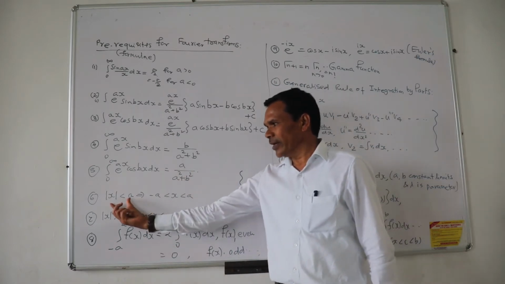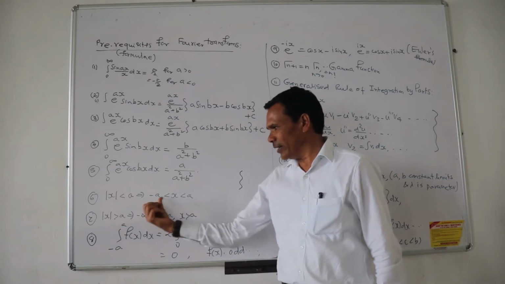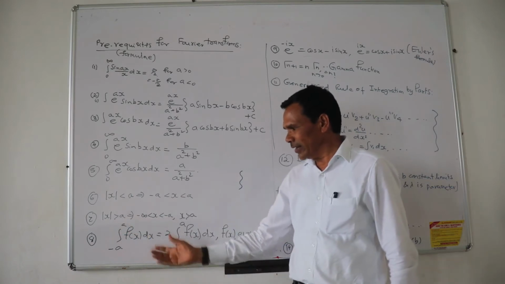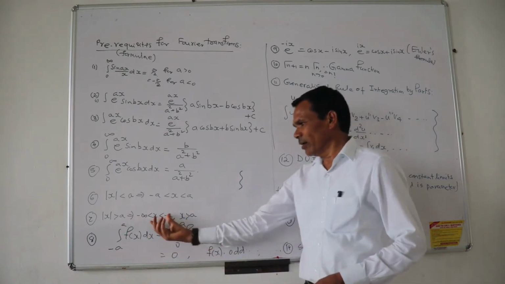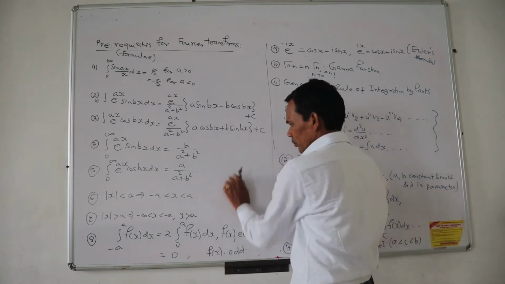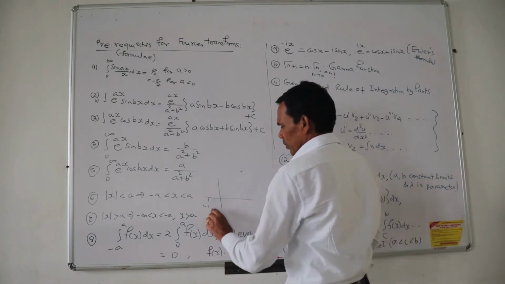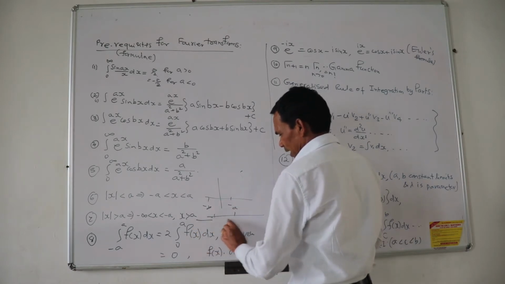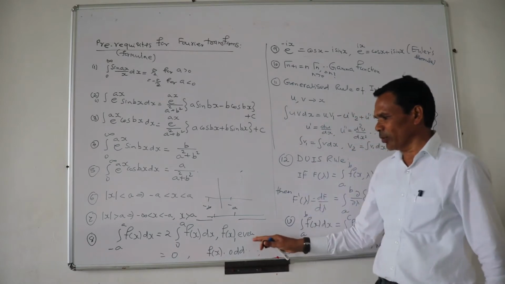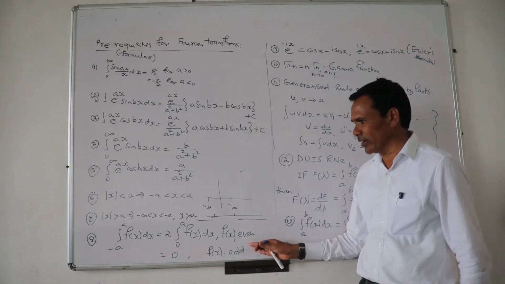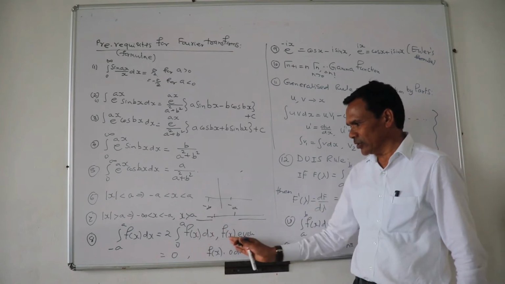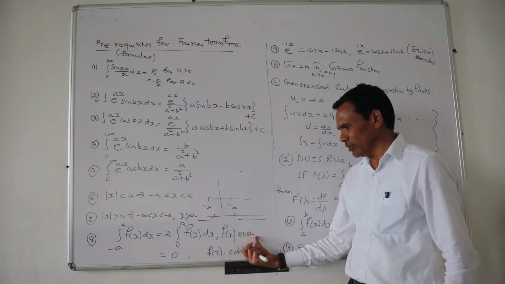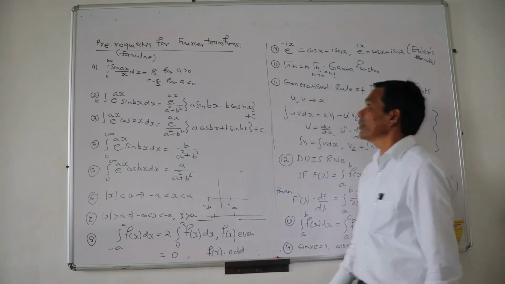Similarly, some inequalities: mod x less than a is nothing but minus a is less than x is less than a. Then mod x greater than a, naturally it is something like this: minus infinity to plus infinity, excluding this part and this part over there. Then some properties of the definite integral are required here: the integral from minus a to a of f of x dx is 2 times the integral from 0 to a of f of x, if f of x is an even function, and it is 0 if f of x is an odd function.